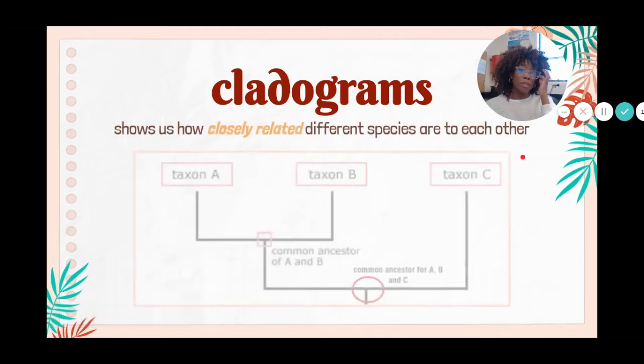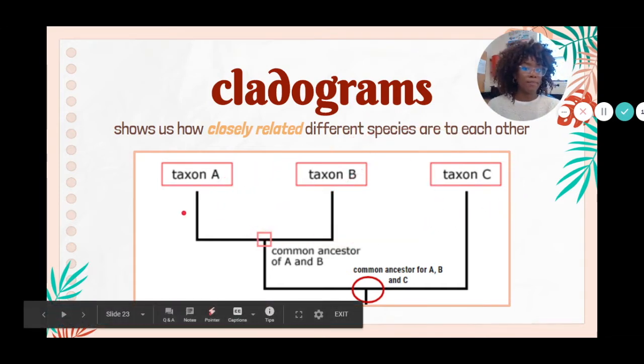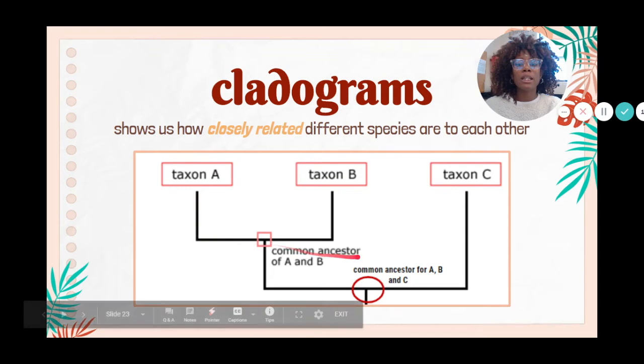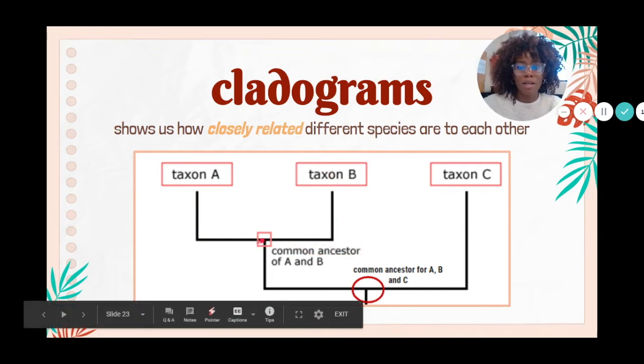Cladograms are designed to show us how closely related different species are to each other. So a cladogram can look like this, right? These are the taxa. It could be species, it could be different kingdoms, it could be different phyla. We don't know. We're just going to say taxa A, B, and C. By looking at the cladogram, we can see if we trace the history back, this right here is the common ancestor of A and B. And if I trace it back even further, that's the common history of A, B, and C.